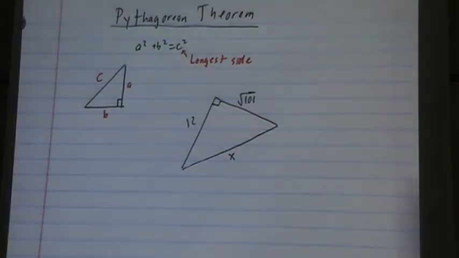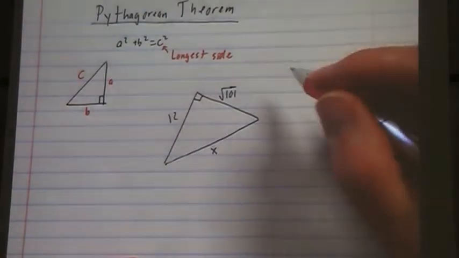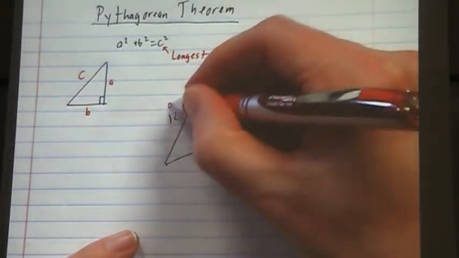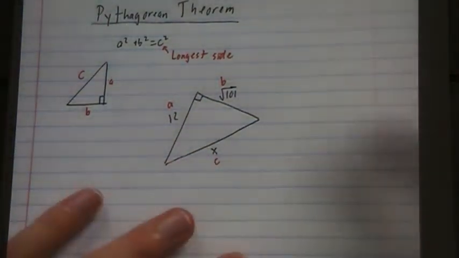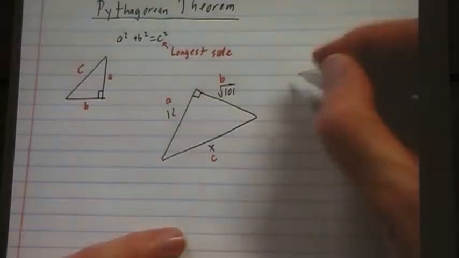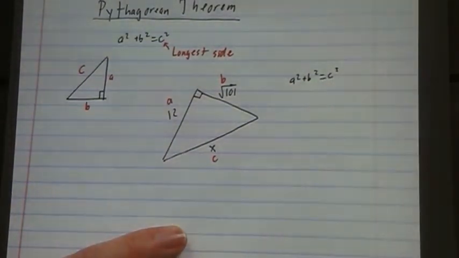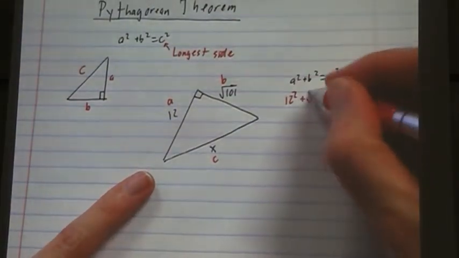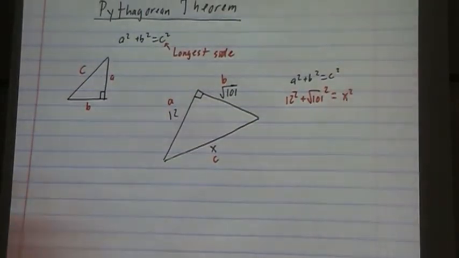So if you have this problem right here, you're going to want to label your sides first. C is across from the 90. A and B, it really doesn't matter your order on those guys. And now we're going to use our formula. A squared plus B squared equals C squared. A is 12. B is square root 101. And then x squared for C. We know 12 squared is 144.